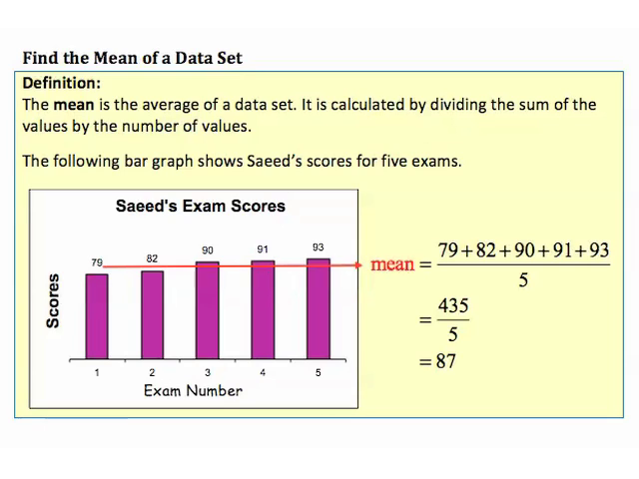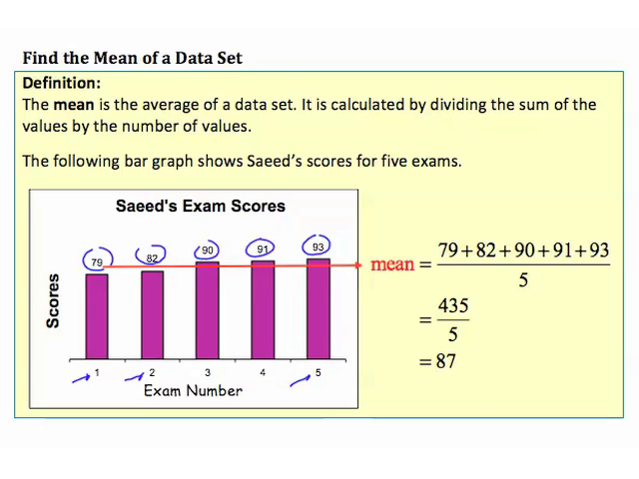The following bar graph shows Saeed's scores for 5 exams. And so listed down here we have his exams. Exam 1, Exam 2, all the way through Exam 5. And you can see the scores up here. So he got a 79 on his first exam and 82 on his next exam. And what we want to do now of all 5 of these exams is we want to find the mean, which is the average of these scores.